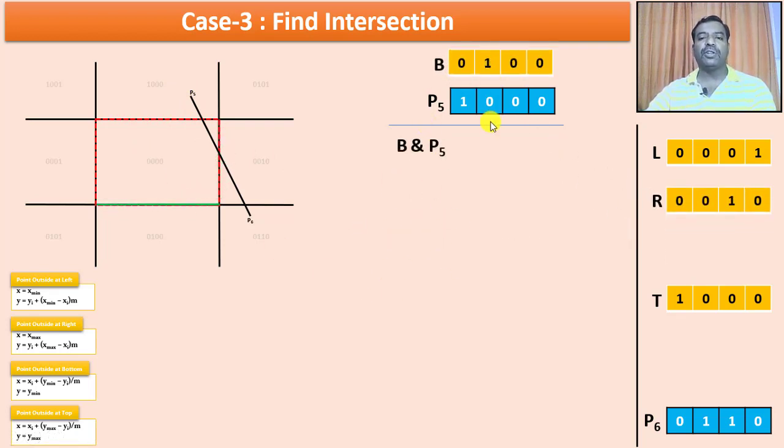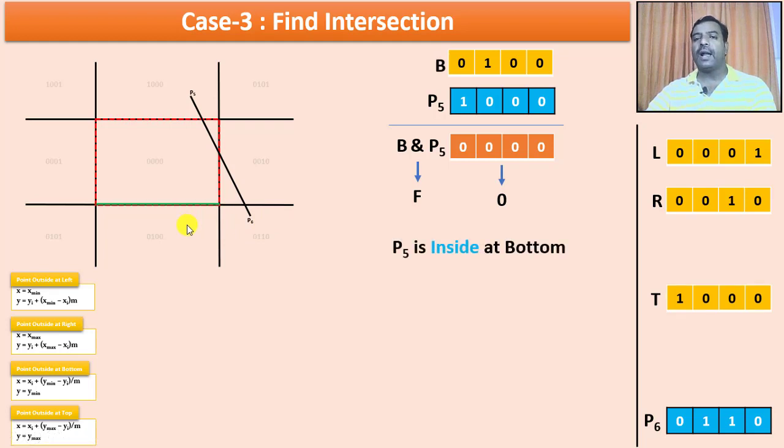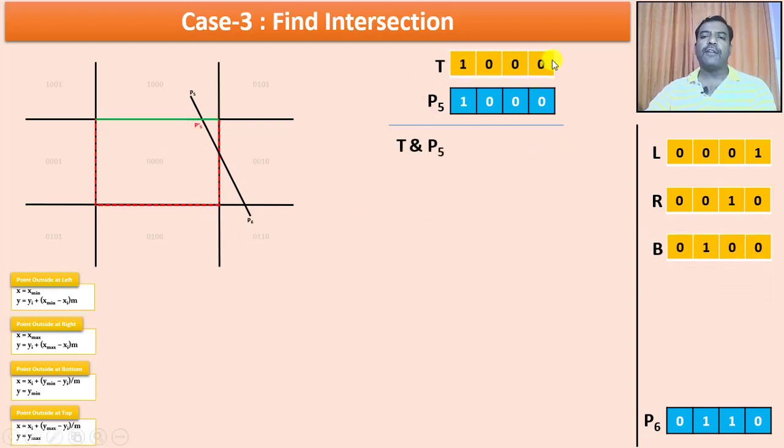So next we'll check with the bottom. If I check with the bottom, again the AND operation will give me all zeros, and the point is not at the bottom side. Hence the clipping is not going to happen over here. And now if I take the top and compute, 0 AND 0 is 0, 0 AND 0 is 0, and 1 AND 1 is 1. So now it's going to be the decimal value 8, and now it's going to be true. When this is true, the point is outside the top boundary, and right now I need to find the intersection.